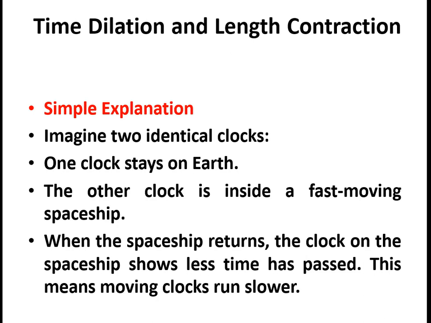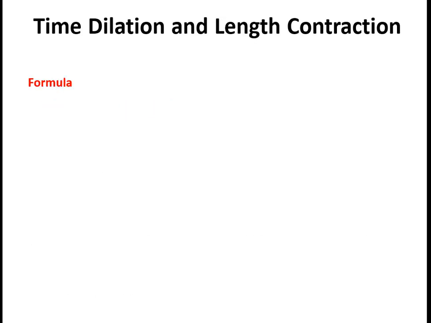So when you have an object moving at close to the speed of light, time in that object slows down relative to the one we have on the Earth's surface. The equation is written on the screen here. If you don't use the first equation, you can use the second equation. They both have the same meaning.